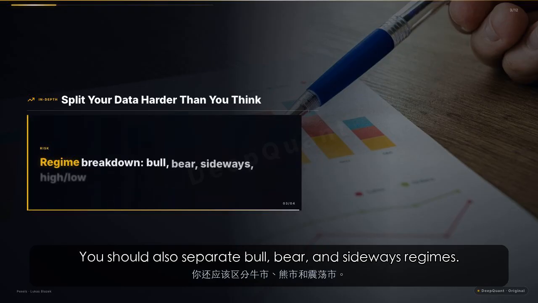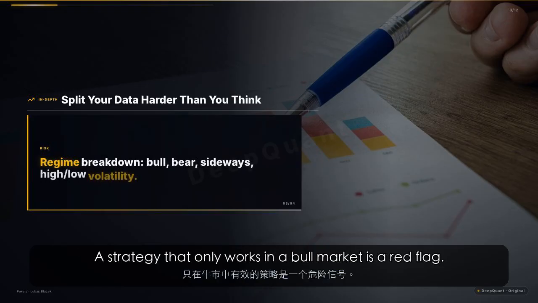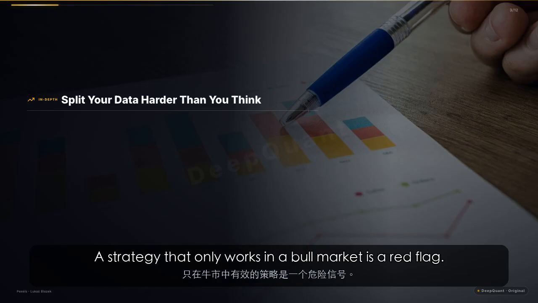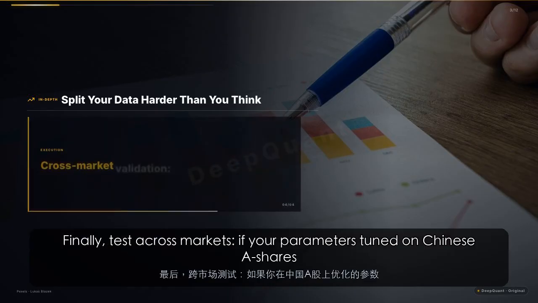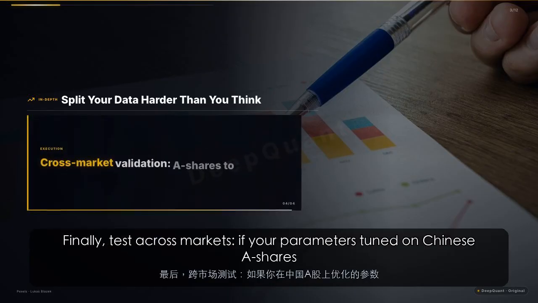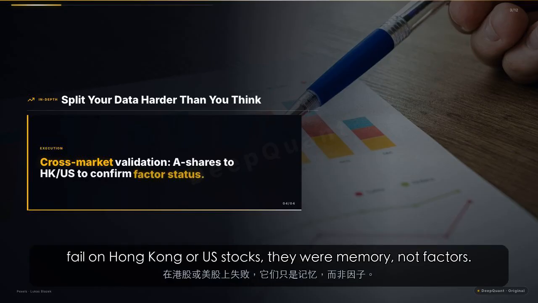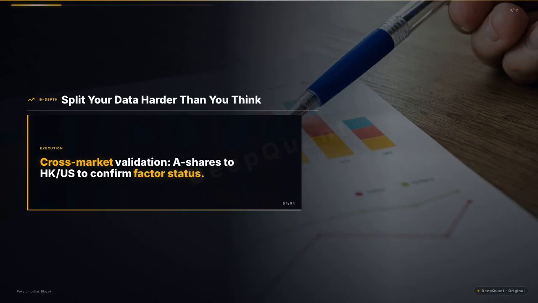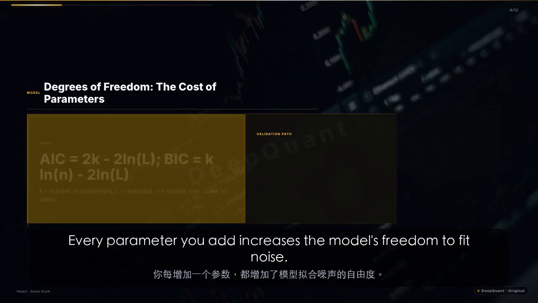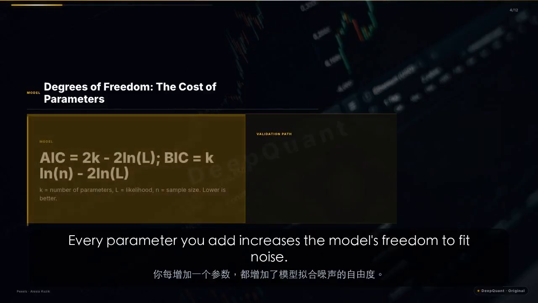You should also separate bull, bear, and sideways regimes. A strategy that only works in a bull market is a red flag. Finally, test across markets. If your parameters tuned on Chinese A shares fail on Hong Kong or US stocks, they were memory, not factors. Every parameter you add increases the model's freedom to fit noise.